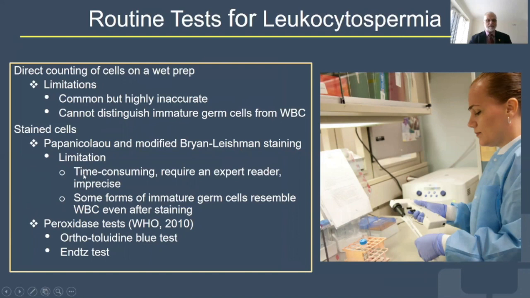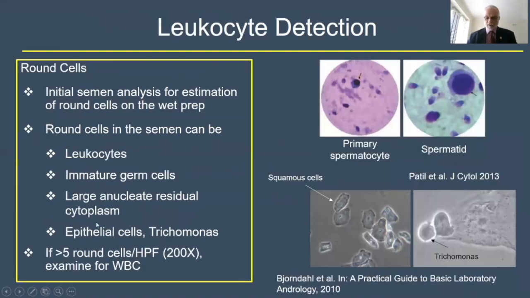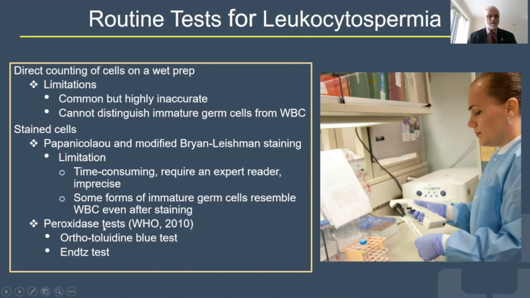But again, these techniques are time-consuming, require very specifically trained staff in the laboratory, and they are not precise. It's a problem to distinguish between different germ cells, different round cells and leukocytes. So what is left, and has also been recommended by the WHO, is the orthotoluidine blue test and the ENS test.